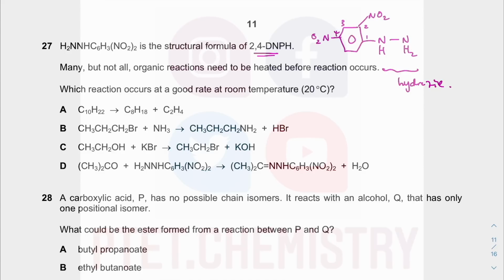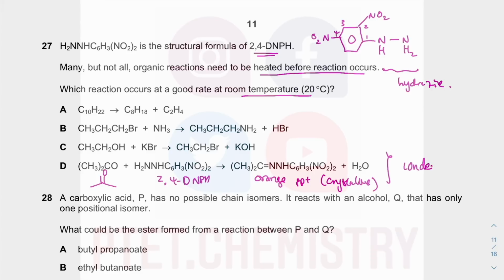Hydrazine. So many of these reactions need to be heated before reaction occurs. Which one occurs at a good rate? I can tell you the 2,4-DNPH with ketone or aldehyde occurs at room temperature. This one gives you the orange precipitate, which is also crystalline. So that happens really well at room temperature. It happens instantly. This reaction is called condensation.